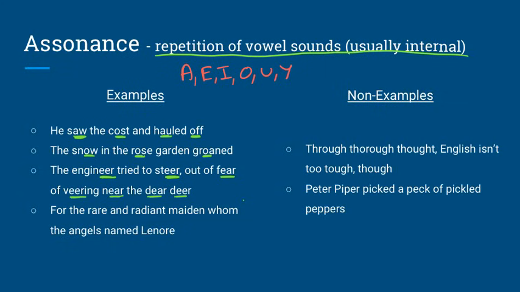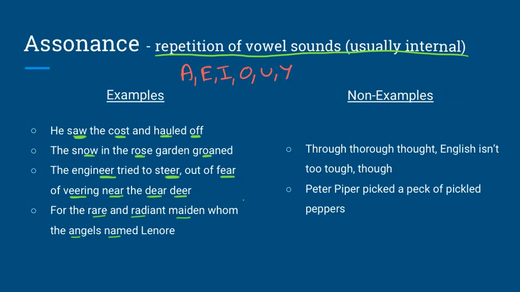And last for our examples, for the rare and radiant maiden whom the angels named Lenore. So that's the repetitive A sound.